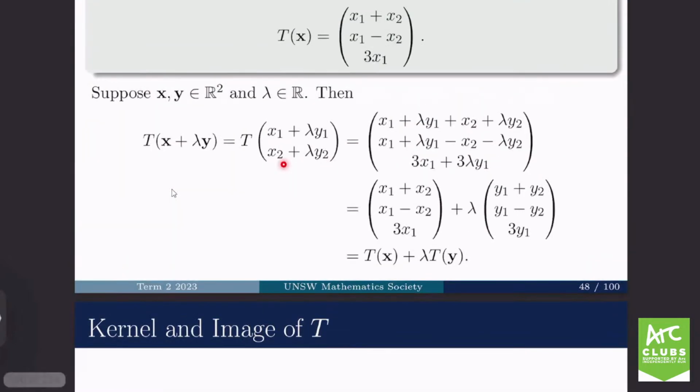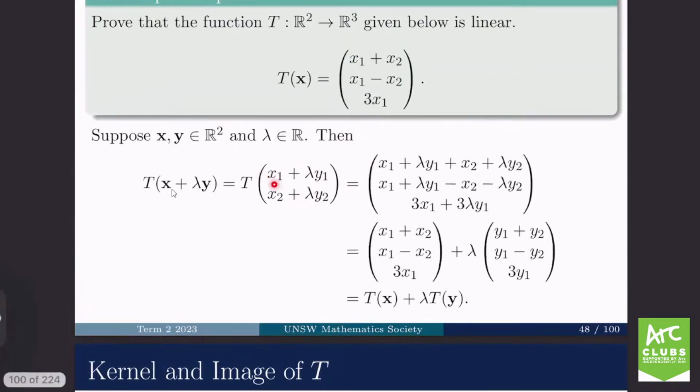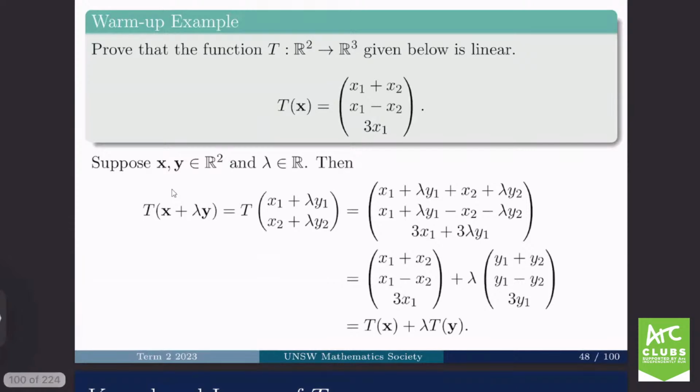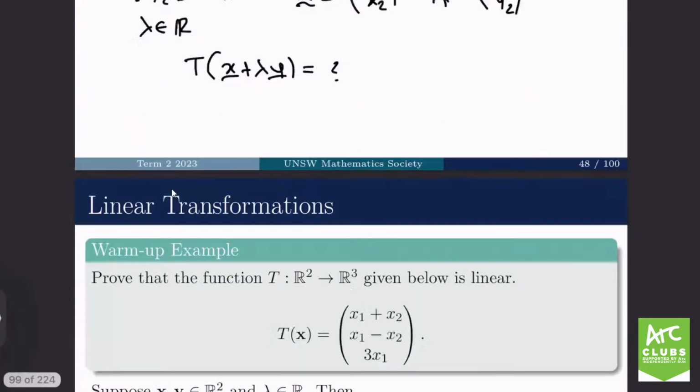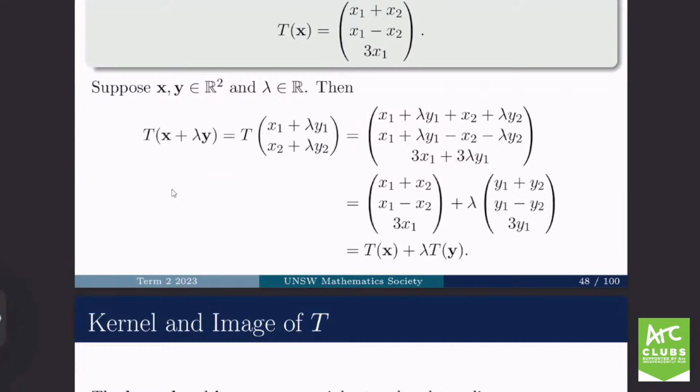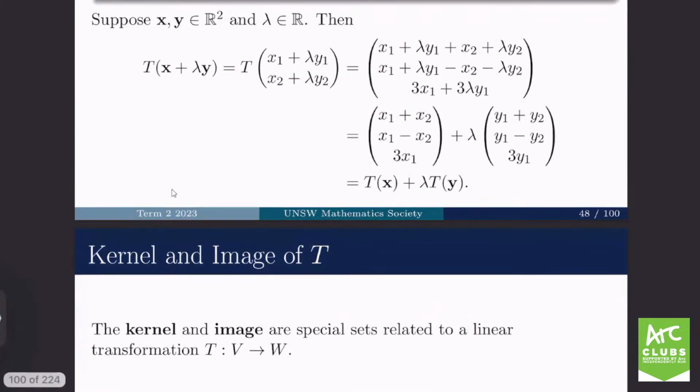So you can see that if we actually plug these values in, when we get to this step, now we are going to apply the actual linear transformation here. So in this case, you can see that the linear transformation here is taking (x1, x2) to these values here. So if we actually plug that in, you can see that we can separate out this new vector. So we can bring all the x terms to one side, all the y terms to the other side. And if we bring all the y terms to the other side, you can see that we can factor a lambda out to the front. And then we're left with T(x) plus lambda T(y).